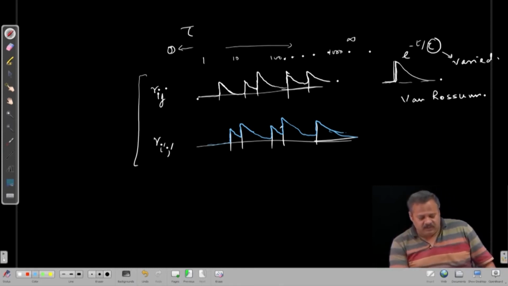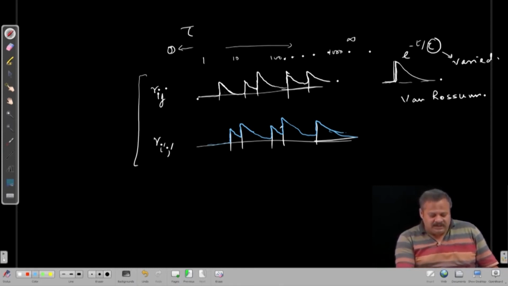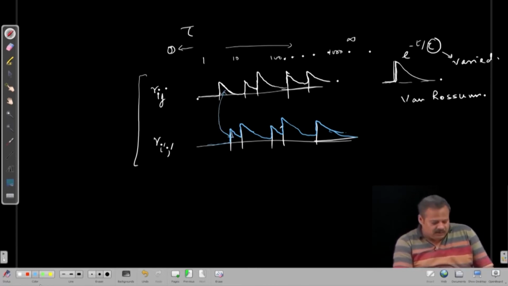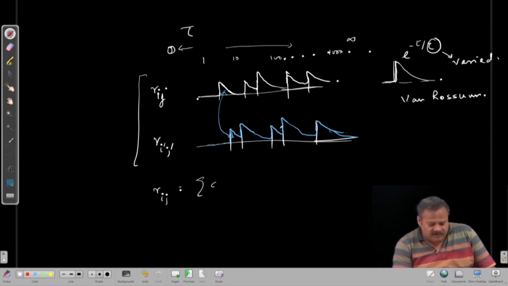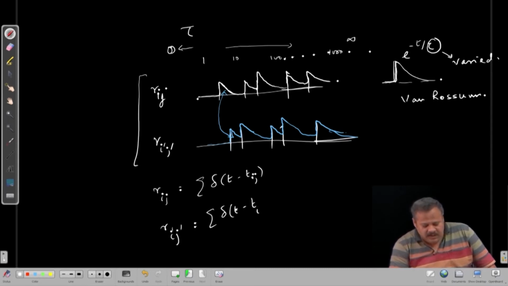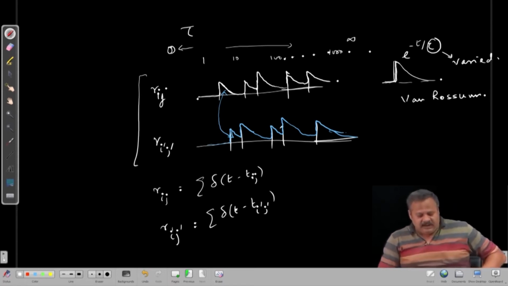So, what distance is now being proposed is that, taking this proxy for the postsynaptic potential, the Euclidean distance between these two curves. So, after the convolution, let us say Rij is a spike train which is a summation of delta functions, t minus Tij, and Ri prime j prime is another sum of delta functions, t minus Ti prime j prime, saying that those are the spike times.